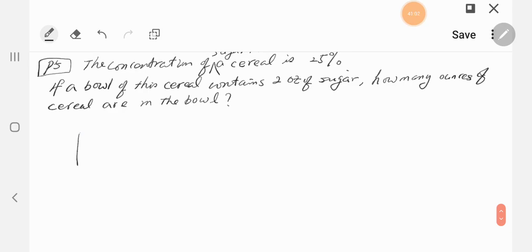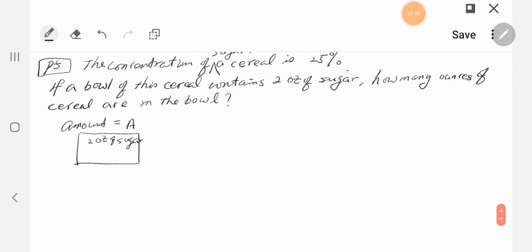So here is a bowl, right? And then I don't know how many ounces of this cereal is. So let's say the amount of cereal is here. And there are 2 ounces of sugar in this. So how many ounces of cereal are in the bowl?